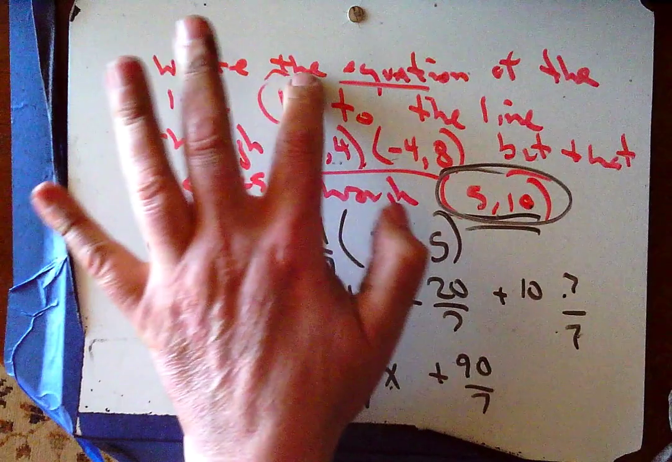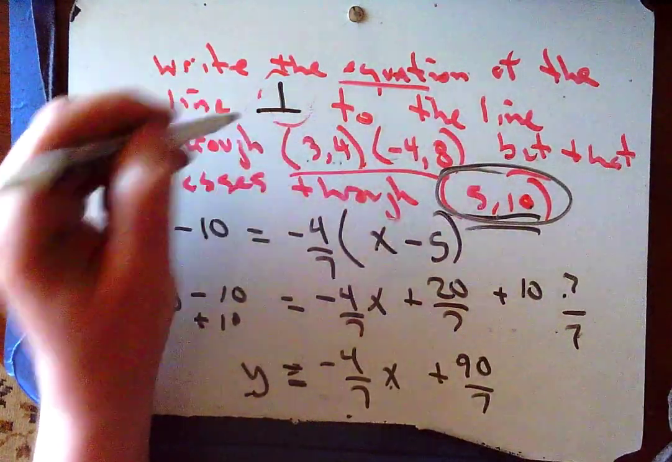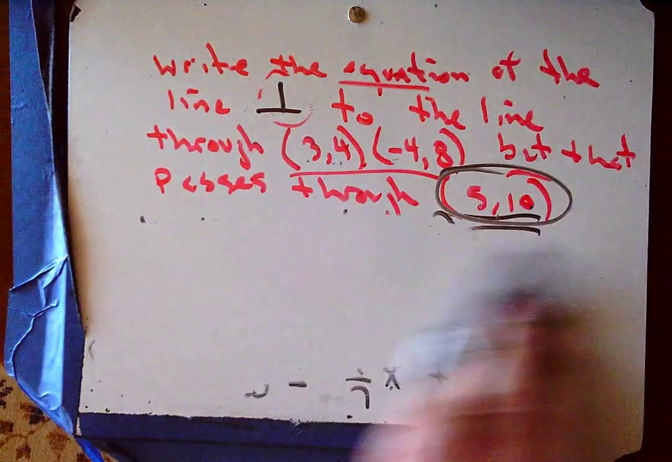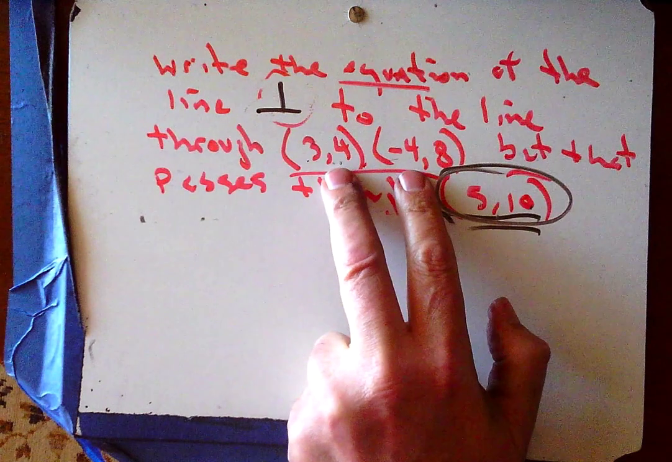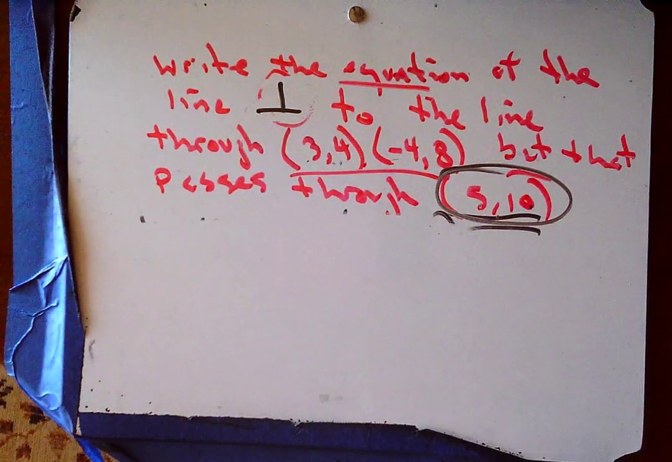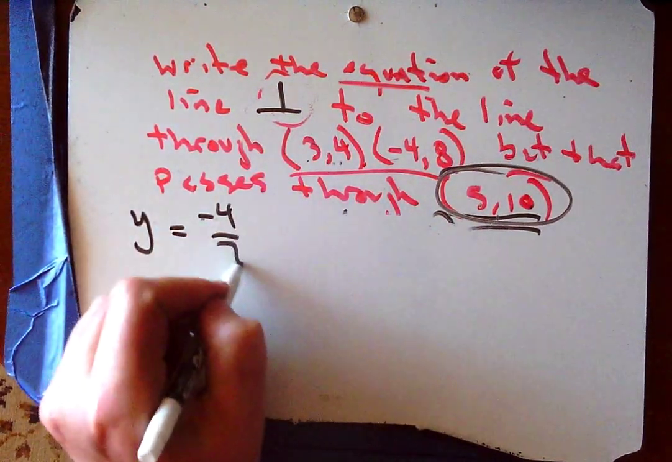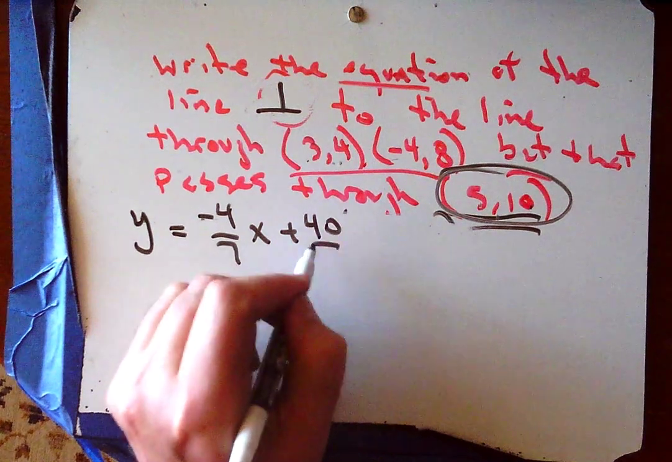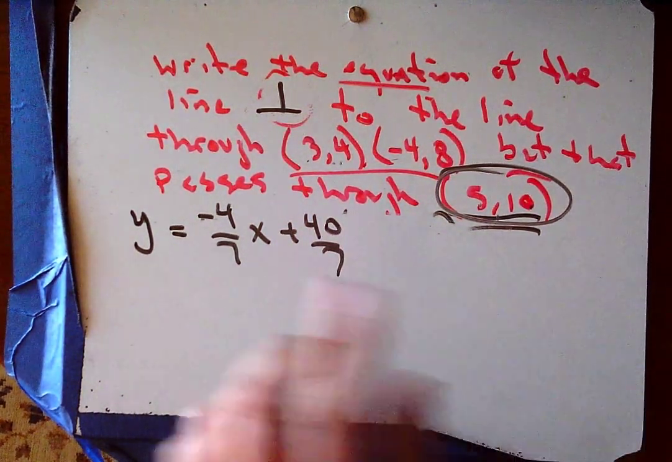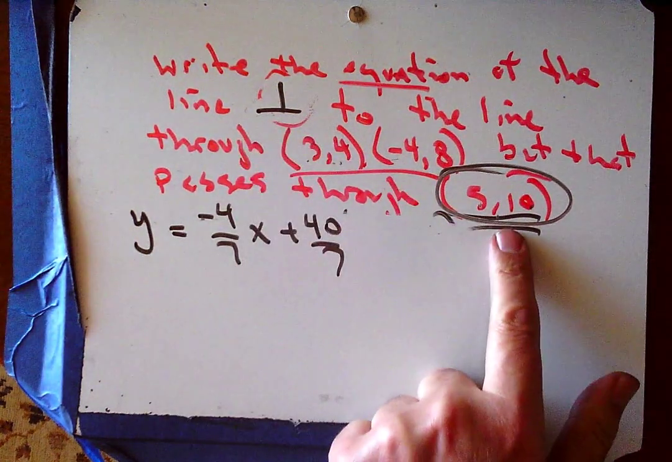Hey, did I say parallel? I meant to say perpendicular. Will you do this problem now to find the equation of the line that's perpendicular to the line through those points, but this perpendicular line passes through (5, 10)? Now, we already had that equation of the line. Remember, it was negative 4/7 x plus 40/7. There, I'll give you the leg up. But I want the line that's perpendicular to this one, and I want that perpendicular line to pass through this point.